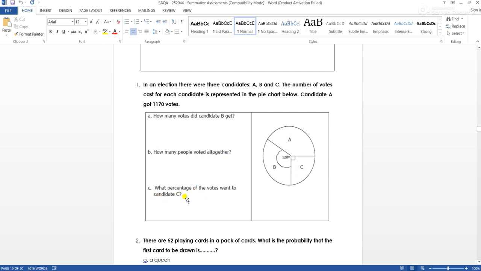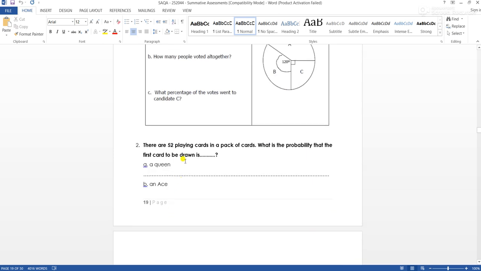You need to take C's initial vote. You need to divide it by the total, times 360. The total of your pie chart, and that will provide you the answer, the percentage. So that's it with number one.